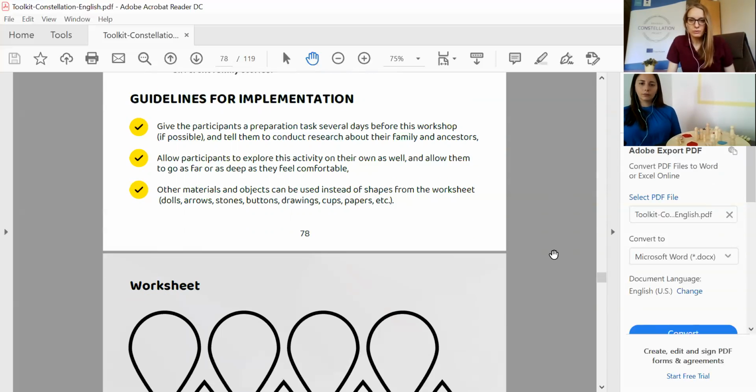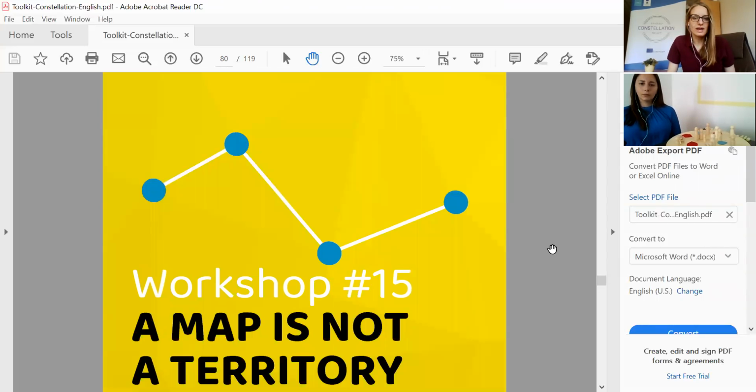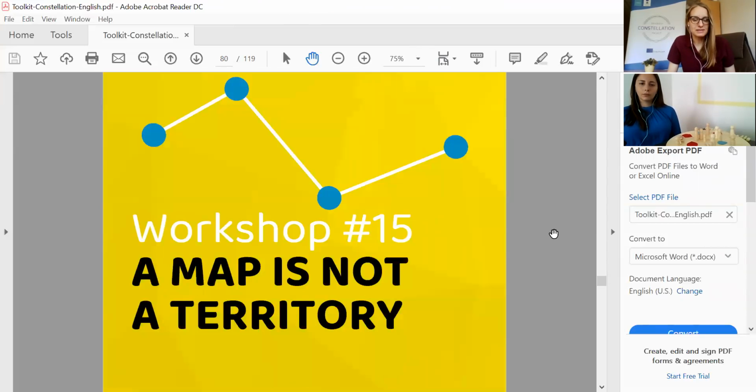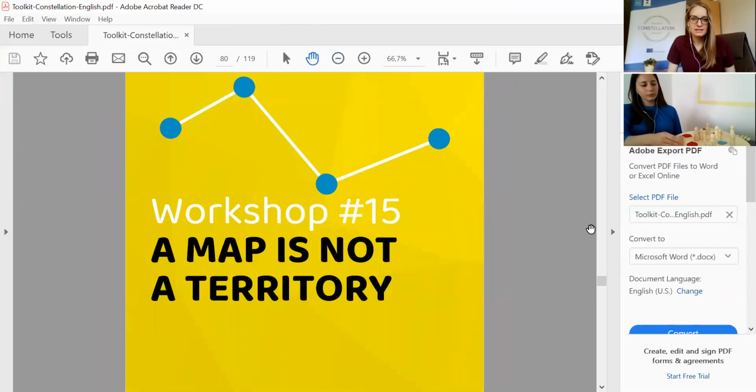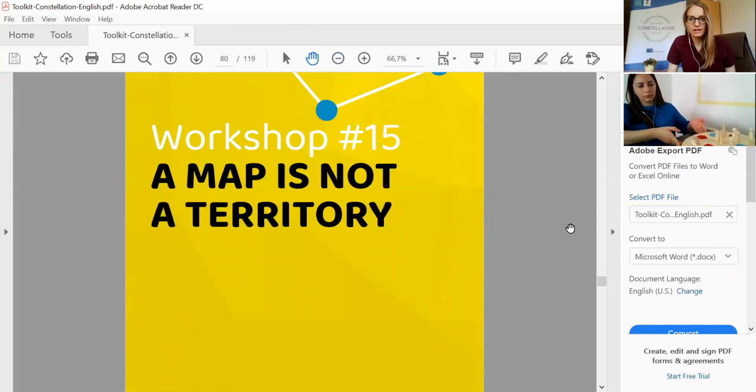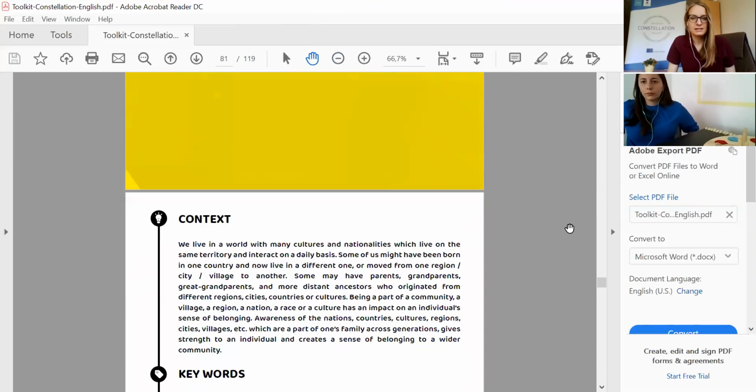Okay, this is one workshop that we wanted to share with you. And another one is A Map Is Not a Territory. That is connected with sense of belonging very strongly, but in a different context. What would be this context, Marcela? Yes.